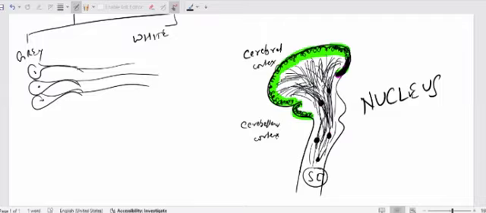Okay. So now you understand that it is a possibility that gray matter will be present somewhere, like in masses among the white matter, and that is called a nucleus. So anywhere in the CNS, if there is a collection of gray matter ball in white matter.